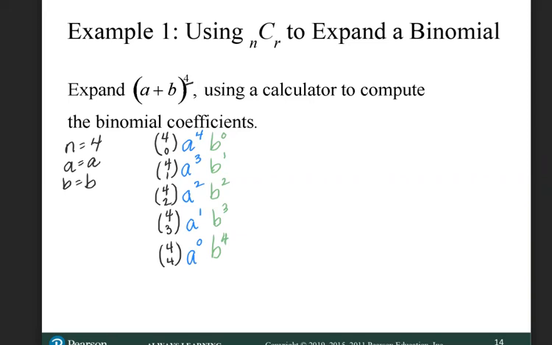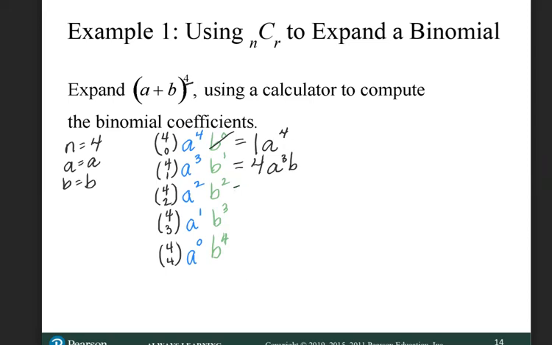Now we're going to do the calculation part. If I have 4 objects and I choose none of them, there's only one way to do that. That's 1a to the 4th, b to the 0 is just 1. If I have 4 objects and I'm choosing one of them, there are 4 ways to do that. A cubed b, I don't need to write to the first.